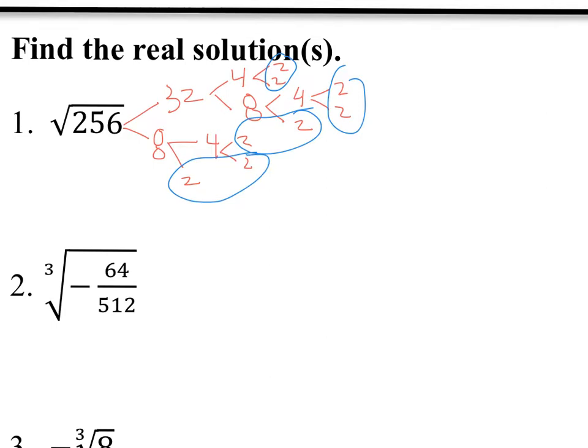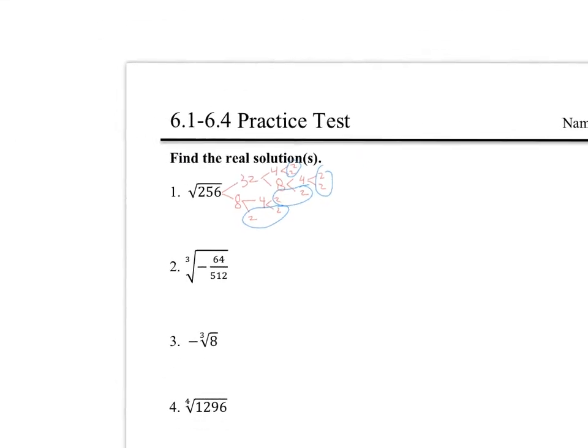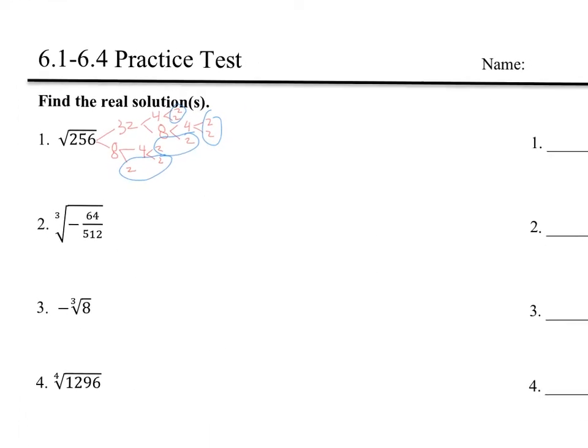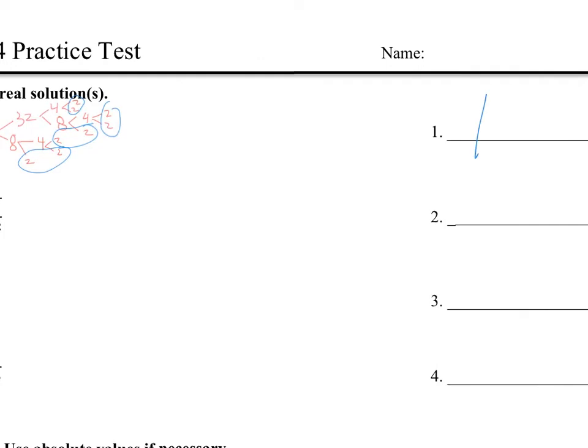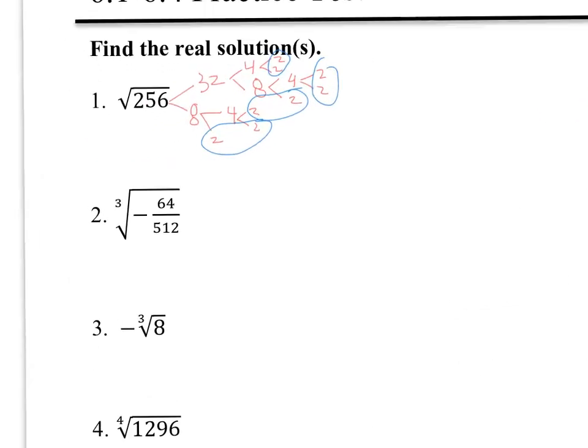So we multiply 2 times 2 times 2 times 2, and if you did that, you would get 16. So my first answer would be 16. Again, you could use your calculator to get that answer. First answer, 16.